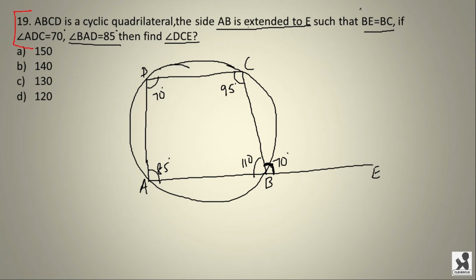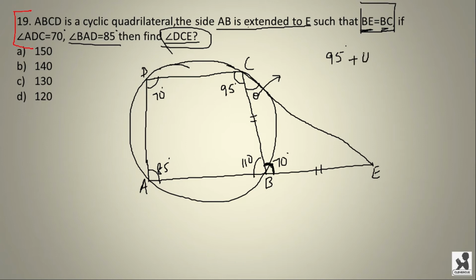And now consider this side BE is equal to BC. So the length of BE and BC are equal. Now if you connect CE, we are asked to find angle DCE. So let us take this as theta. We can take this angle as theta. So if we find angle theta, we can get the answer by adding it to 95 degrees. So the answer will be 95 degrees plus theta.